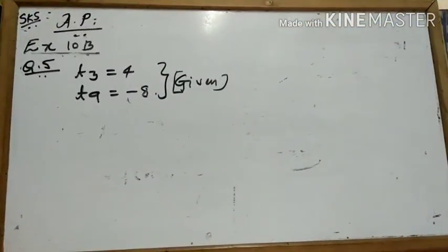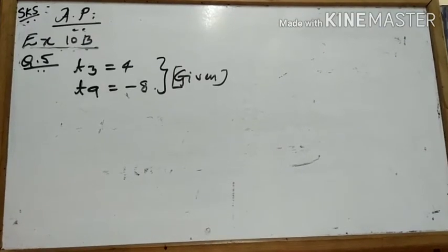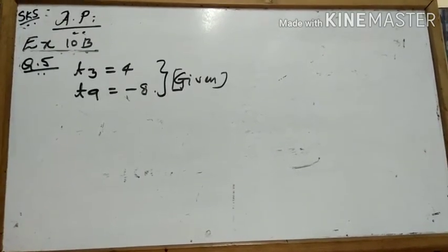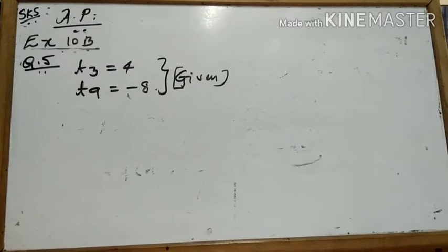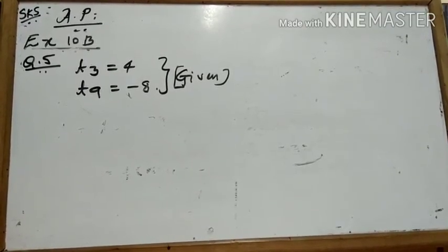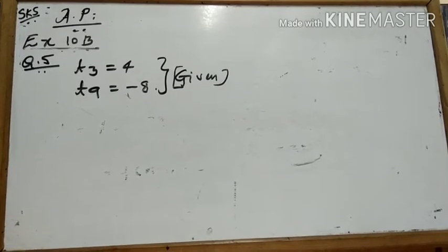Question 5 from 10th B. They have given us the third term of an AP is 4 and the ninth term of the same AP is negative 8. They have asked for which term number, that is n, for which value of n the value of Tn will be equal to 0.